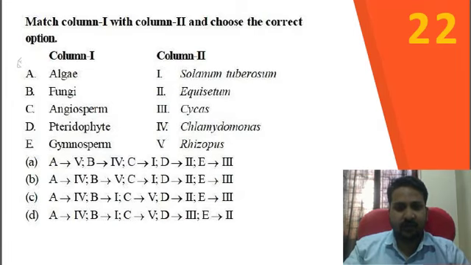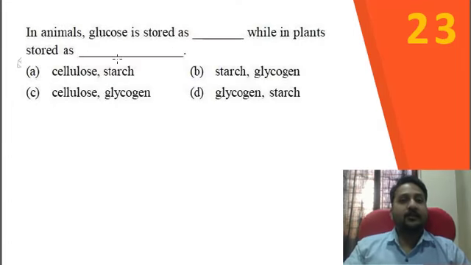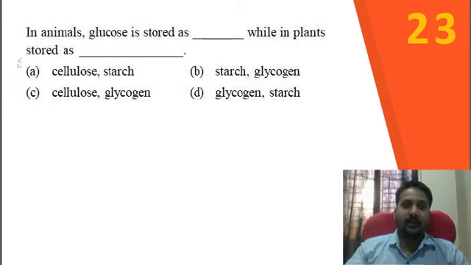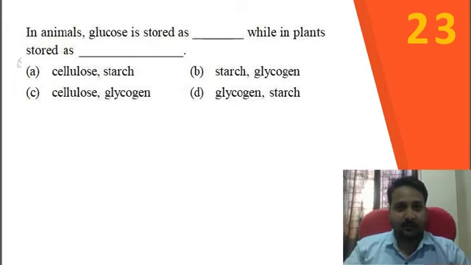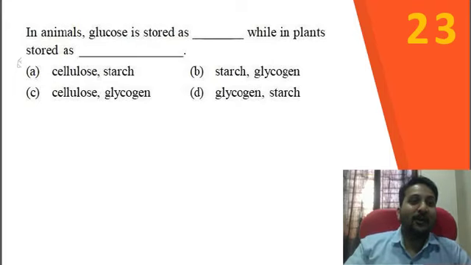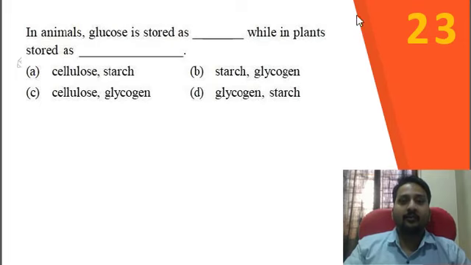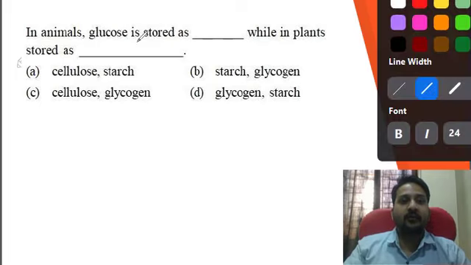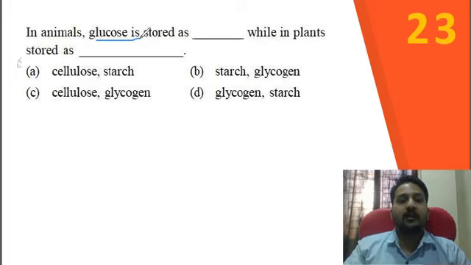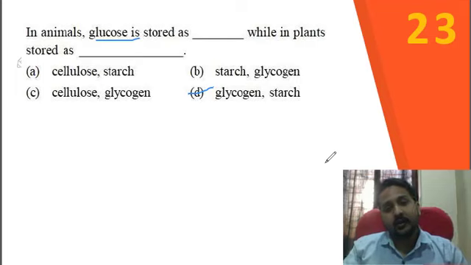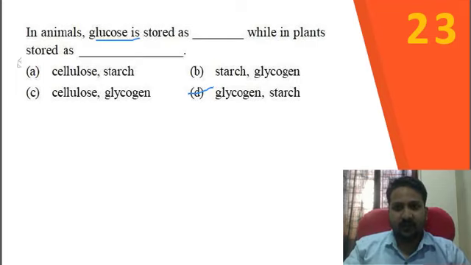Question number 23. Students, this is a very simple question. A student of class 7 should also be able to do it. If you can't do this one, then you have to start your preparation for the NEET right from zero. In animals, glucose is stored in which form? We store it in the form of glycogen, whereas in plants in the form of starch. That is, option D is the correct answer. Very simple one, there is nothing to do here. Going to the next question.